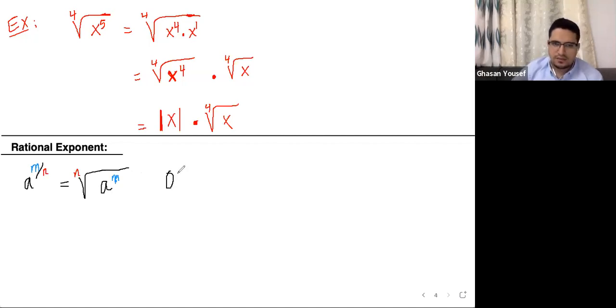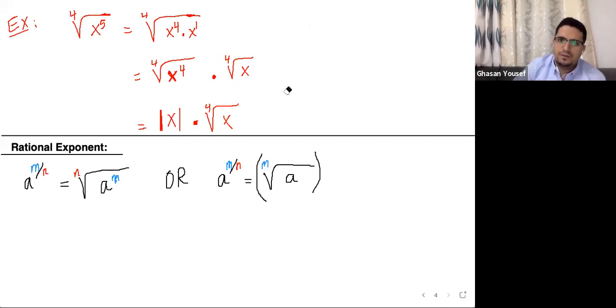Or we can define it as a to the power m over n, this is equal to the nth root of a, everything, I mean here n, here n, here n, everything to the power m. So I can put the m inside or outside, both of them are correct.